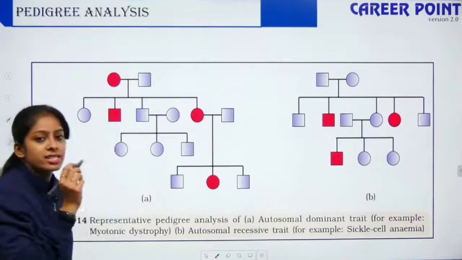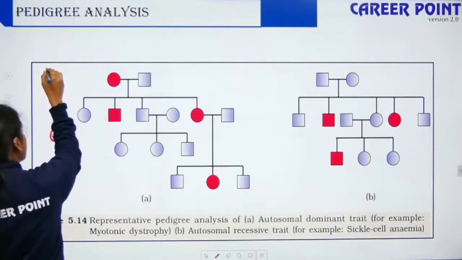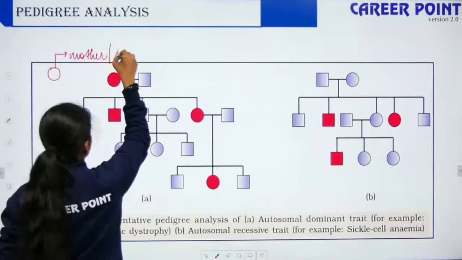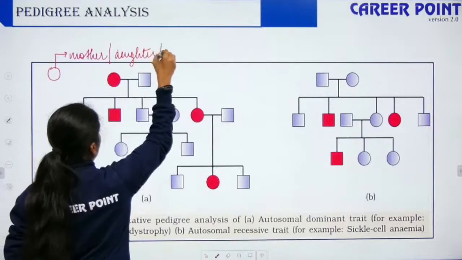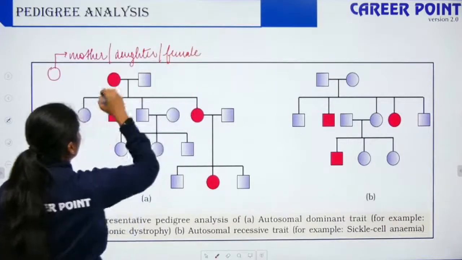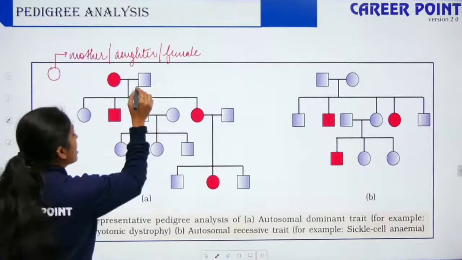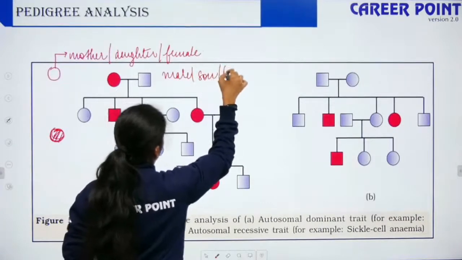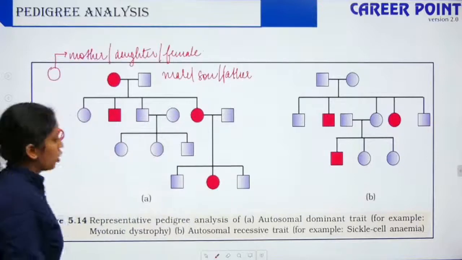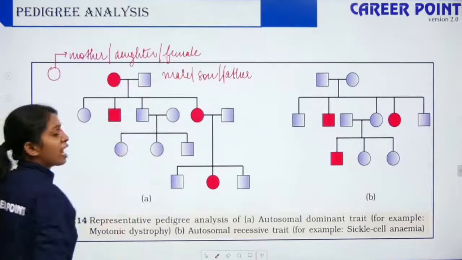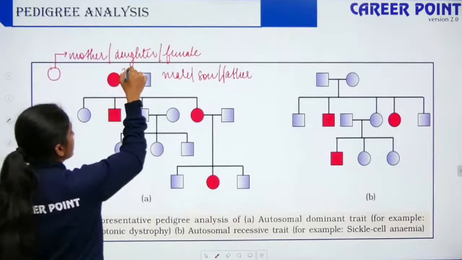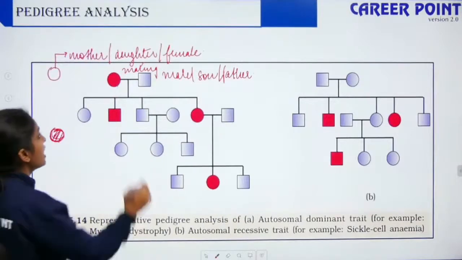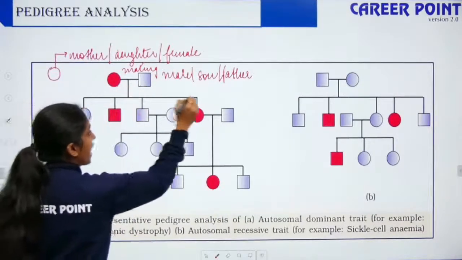Now, what are these symbols representing? Every circle represents a female: a mother or daughter. A square represents a male: a son or a father. With a male and a female, there is a line in between. This line signifies mating. The male and the female mate and they have children.